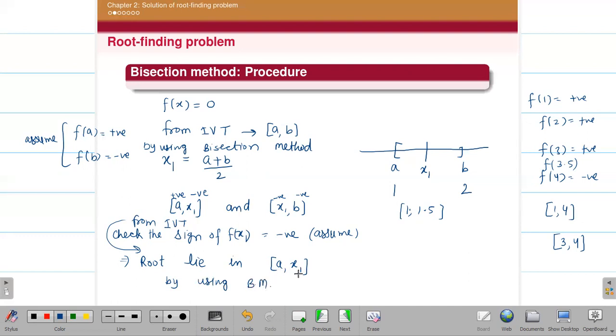So again you take the midpoint of these two, let us call it x2, a plus x1 divided by 2. So again you will get two subintervals, a, x2 or x2, x1. So either the root will lie in this interval or in this interval. So how will you decide? So again, you check the sign of f of x2.